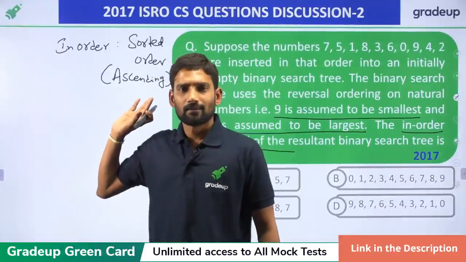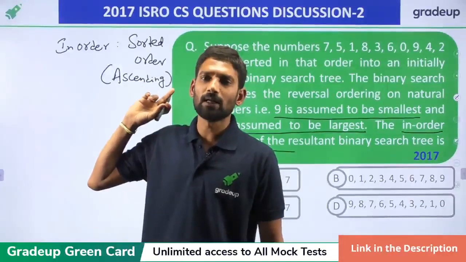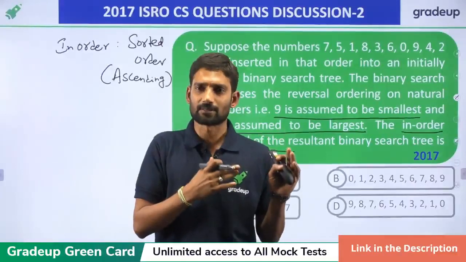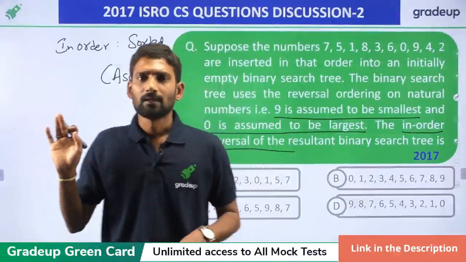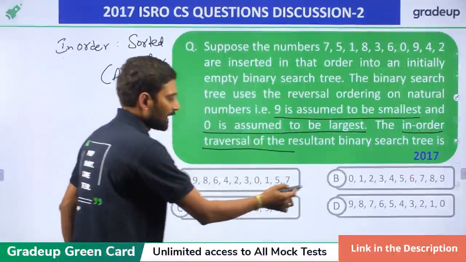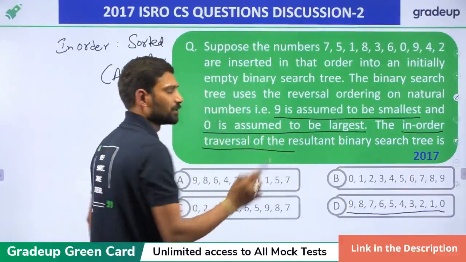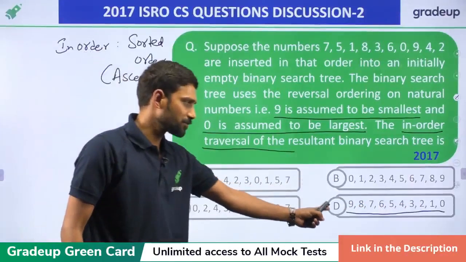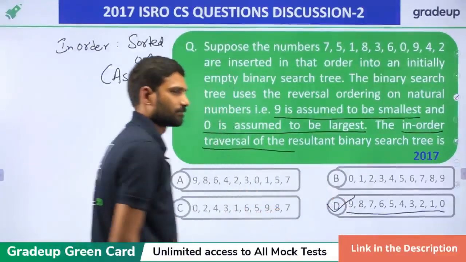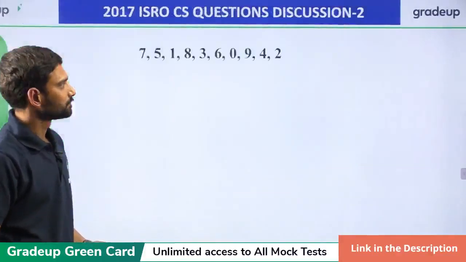Here, ascending means small to big. Here, what is small? 9 is small. So we have to consider in reverse. So what will be the ascending sequence according to this question? 9, 8, 7, 6, 5, 4, 3, 2, 1, 0. Because 9 is smallest, 0 is biggest. Okay? Did you get this? Yeah.